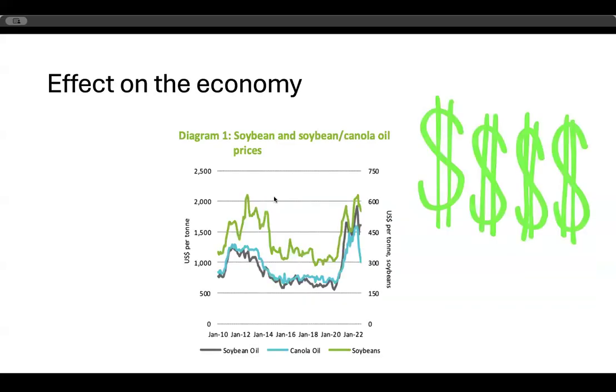And its effect on economy, we can see in this chart here that it actually increases the amount of money spent on soybean oil, canola oil, and soybeans. So it actually has a really good impact on the economy because these types of products are being bought more by people that are wanting to create this biodiesel.